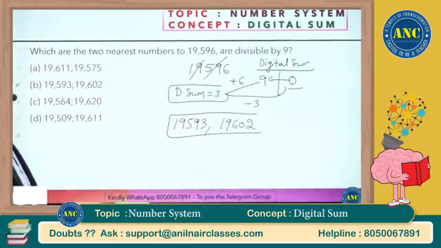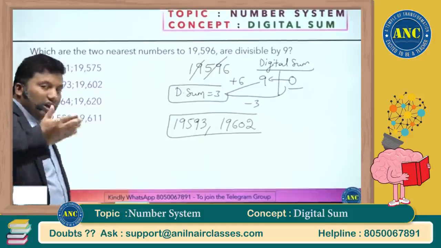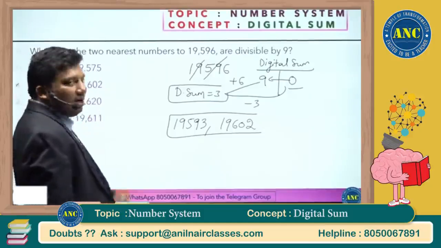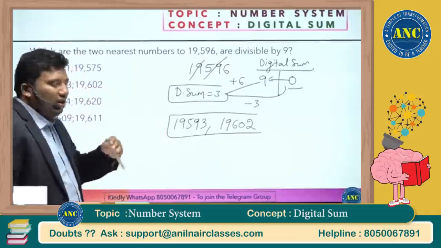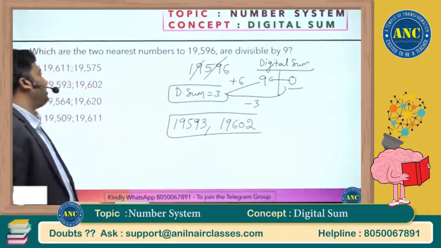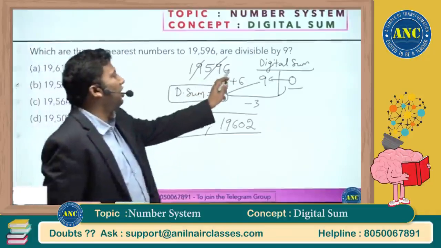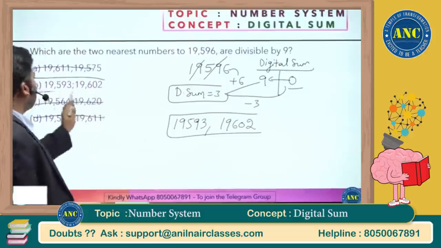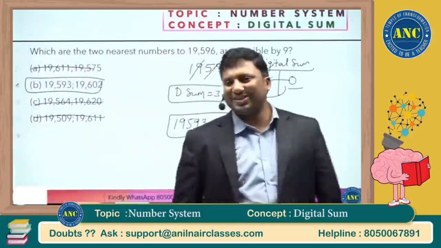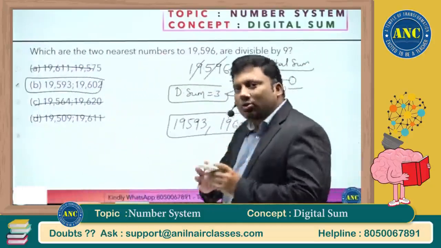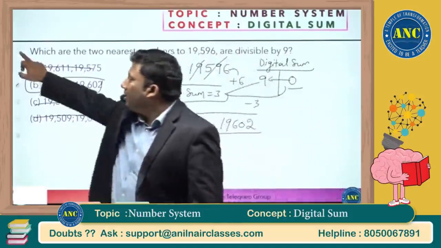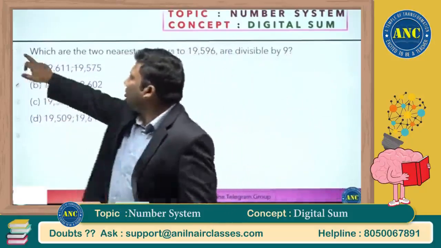Which of the two nearest numbers are divisible by 9? 19596, digital sum is 3. For it to become divisible by 9, either it should become 0 or 9. 3 means I need to subtract 3, then I need to add 6. 6 plus 6 gives 2 as the unit digit, so the answer unit digit should be 2. Only one option has unit digit 2. I hope the idea is clear. All the questions which we are discussing in digital sum session number 2 are from the numerical values.